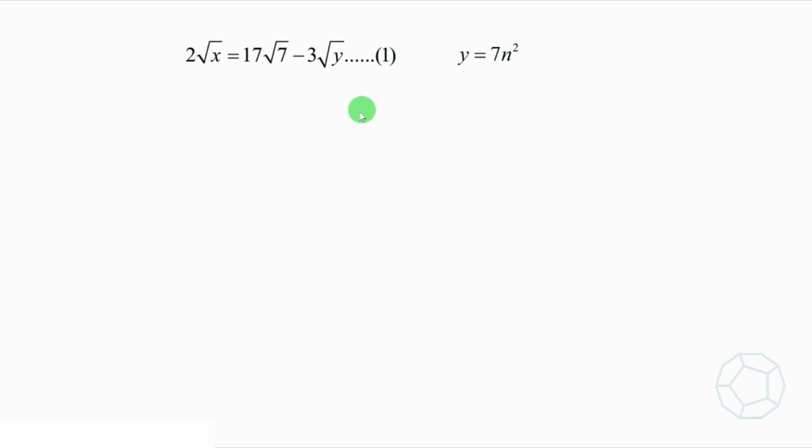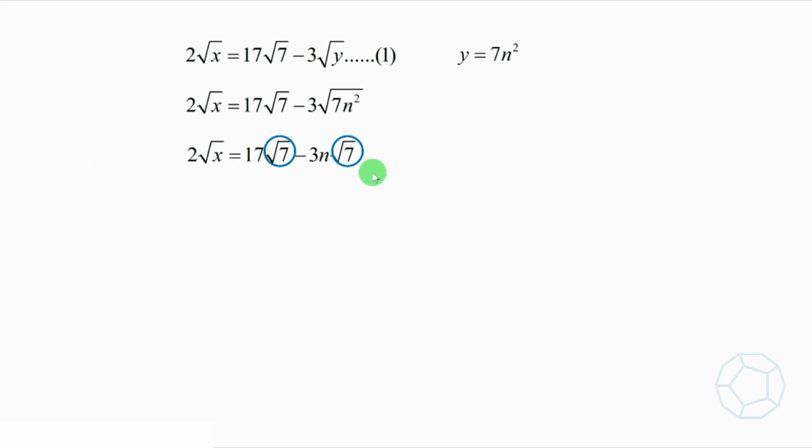Let's put this back to equation 1. So the last term is 3n times square root 7. Well, the two terms on the right-hand side are like terms. Both have square root 7. We can take out this as a common factor. So it is equal to bracket 17 minus 3n times square root 7.